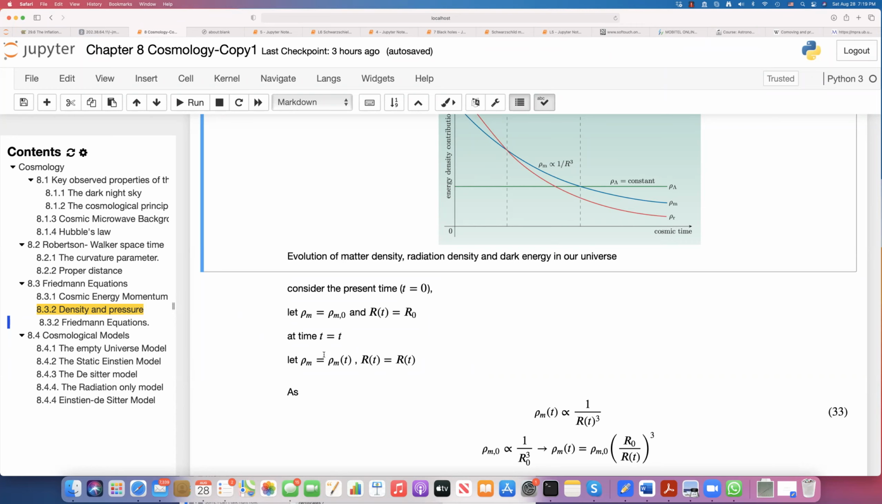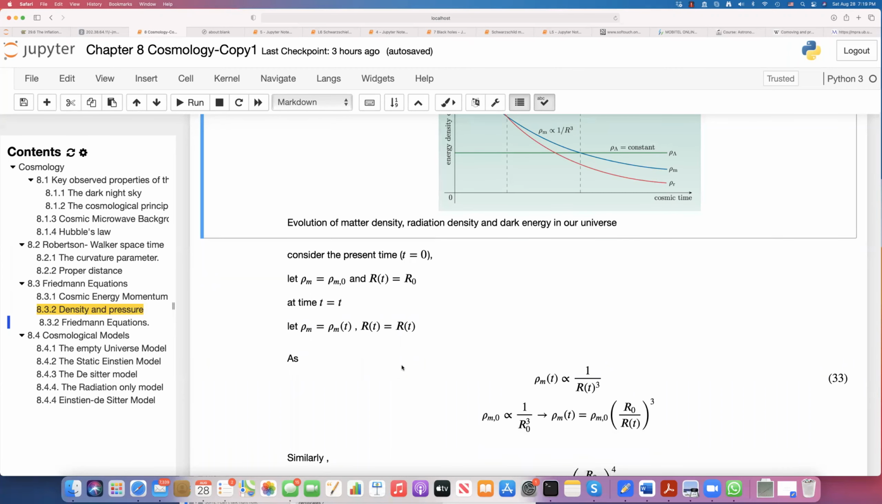And then after a time t, the matter density will be rho_m(t), because it is a function of time, right? So it changes with time. And let's take the scaling factor as R(t), which is a function of time again. Now, what we know is the matter density is inversely proportional to R to the power 3 at any particular time. And the matter density right now will be inversely proportional to the scaling factor right now, which is given by R naught, right?